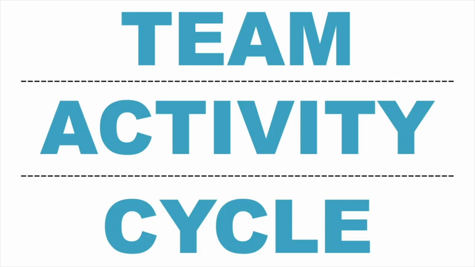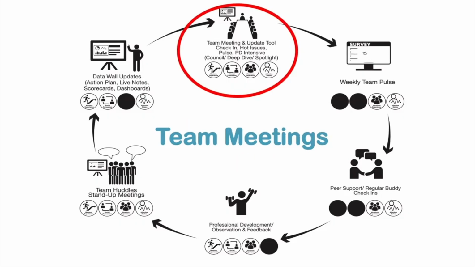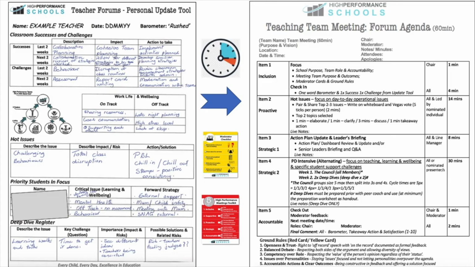When we think about high performance teaching teams, one of the first things we look at is their team activity cycle. You can see on the screen a typical teaching team activity cycle. The first key activity is teaching team meetings. And what you can see there is a particular toolkit with update tools and agendas.